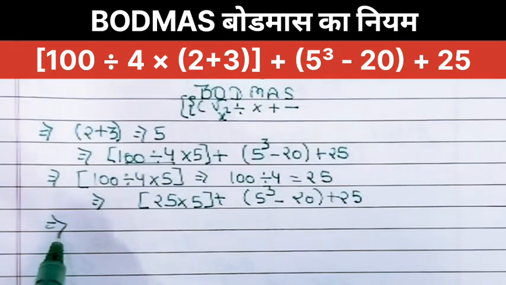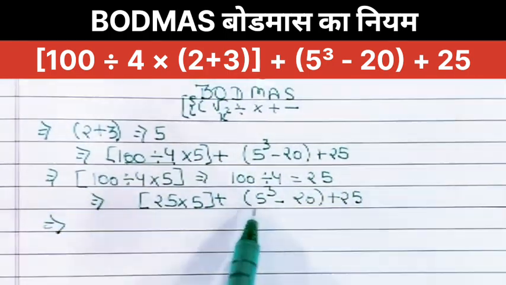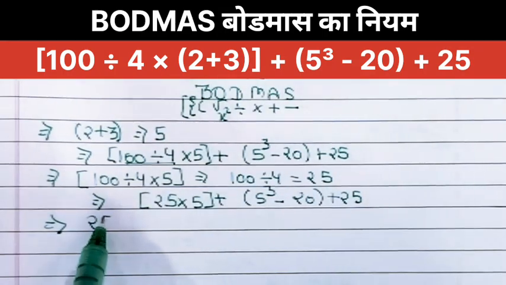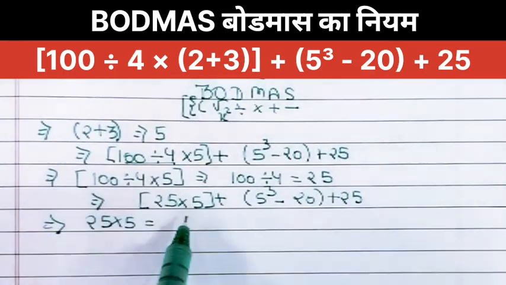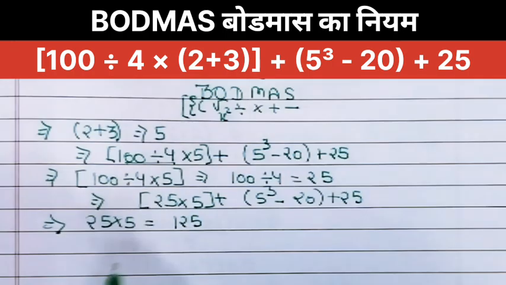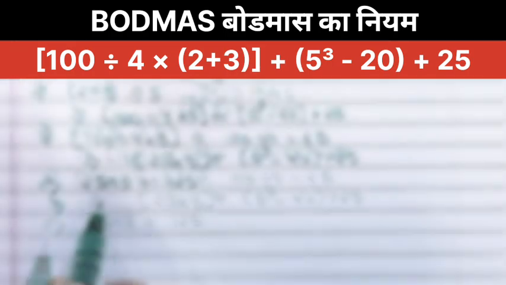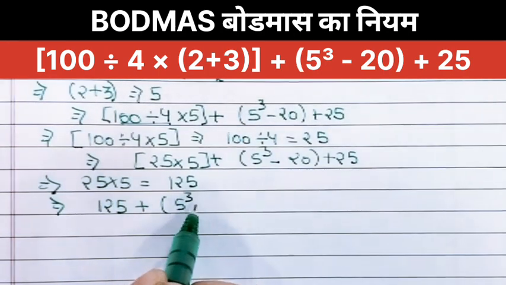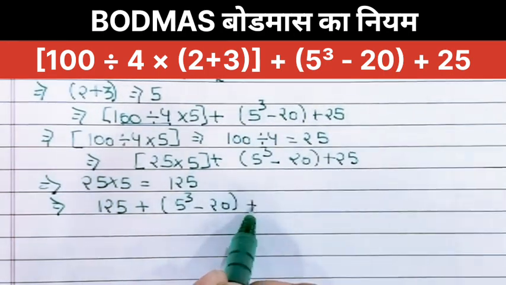Move to the next step. Complete the square bracket multiplication. 25 into 5 completely eliminates the square brackets, and now it will become 125 as a result. According to this step, this completes the operation inside the first set of brackets. So now the current expression becomes 125 plus bracket 5 cube minus 20, and plus 25.